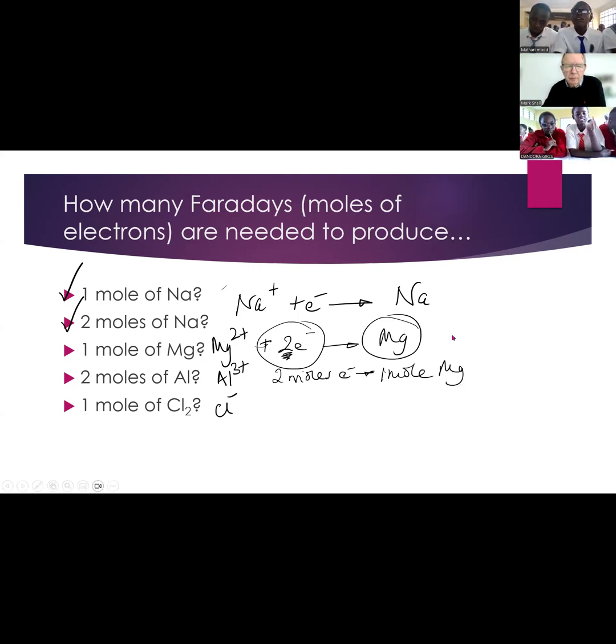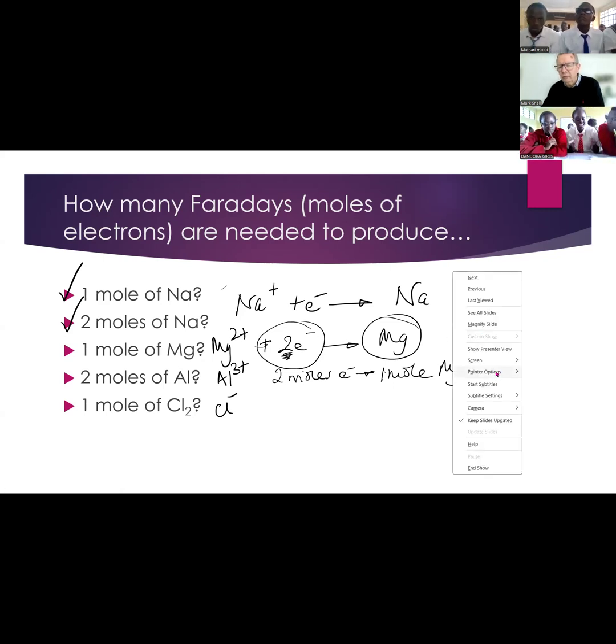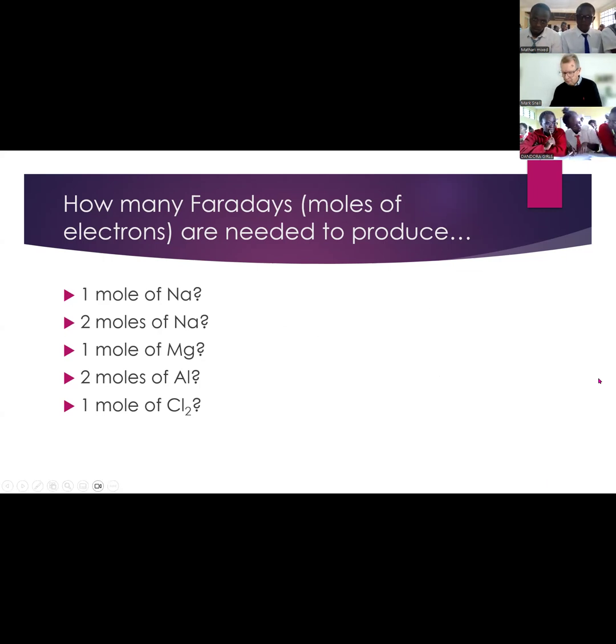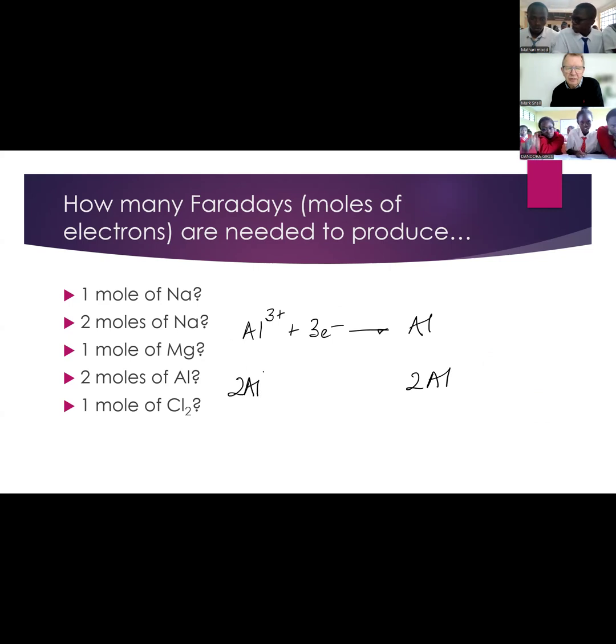So what about 2 moles of Al? If Al is 3 plus, then it must need 3 electrons to produce Al. But what happens if I wanted 2 Al? Then I would have started with 2 Al3 plus, and I would have needed 6. That's 6 Faradays for 2 moles of Al.